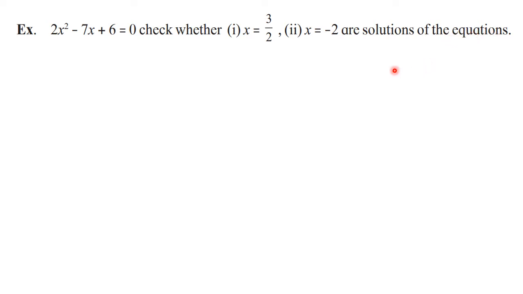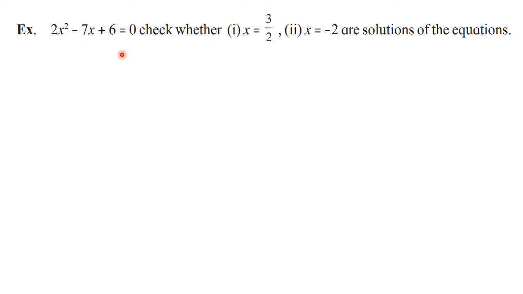That means here, like the previous one, they have provided us with two values and we have to check whether these values are the solution of this equation or not. As I have said, whenever the words check whether or determine whether come, you always have to solve LHS and then compare it with RHS. Never write down the equation and put the value here.